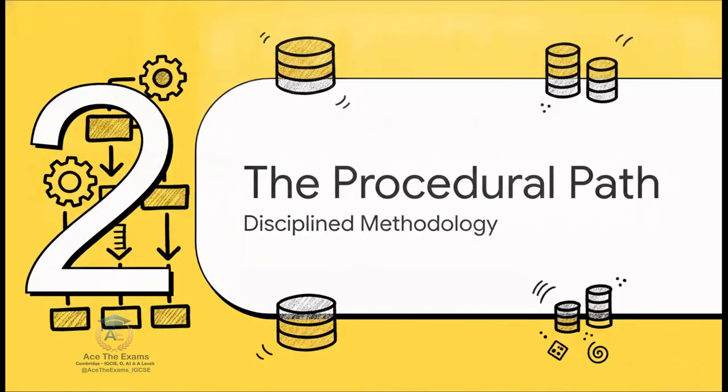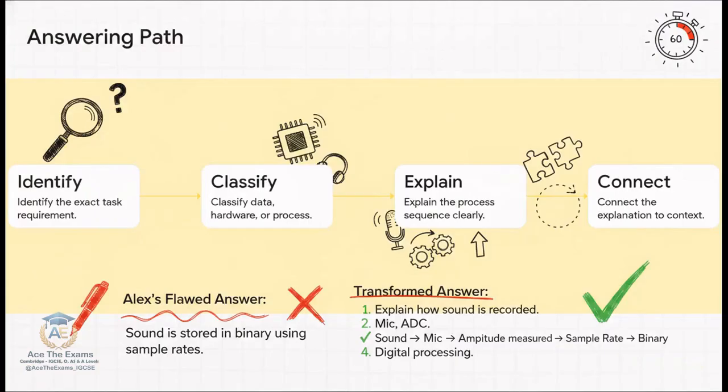All right, moving on to Section 2, the procedural answering path. This is your disciplined methodology for writing flawless technical answers. What's really interesting about this next slide is how it breaks down the exact technical methodology you must follow in the exam hall. This is the Computer Science Success Blueprint. If you follow this 4-step path, you simply won't get lost.